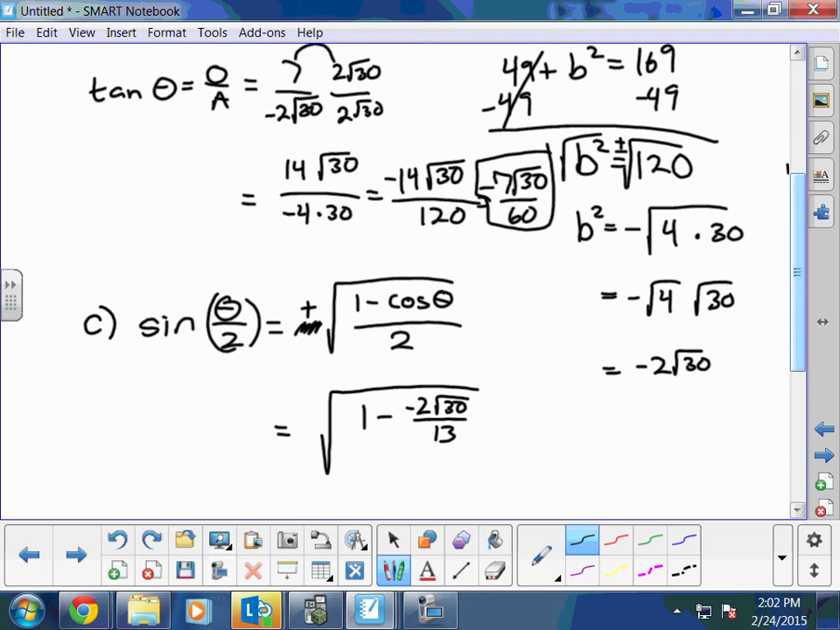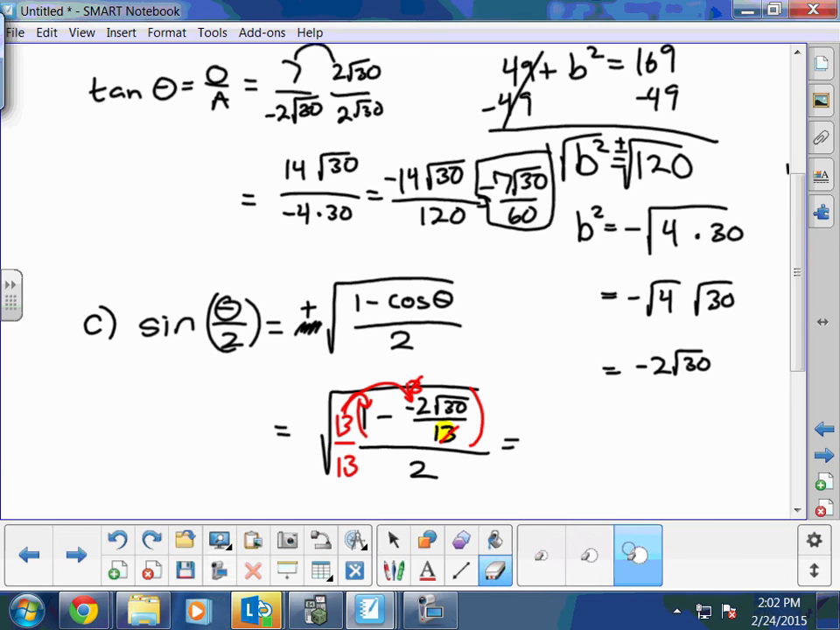Divided by 2. Now I want to get rid of this 13. This is going to be the focus I'm going to start from. So I'm going to multiply top by 13, bottom by 13, because what I'm going to do is distribute this 13. 13 is going to come here and cancel out that 13. So this is going to be my answer at the end.